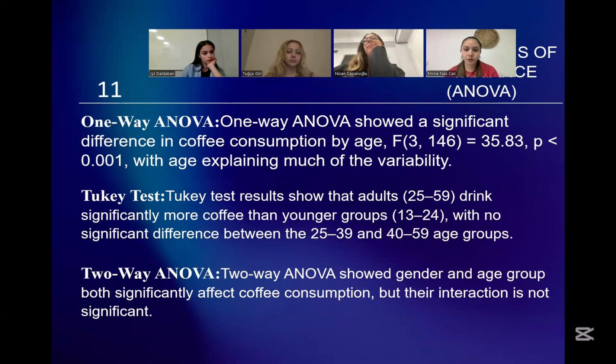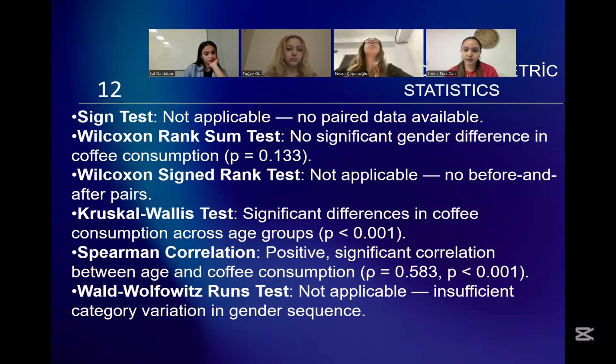We also used ANOVA tests. Our one-way ANOVA found significant age group differences, and post hoc tests showed adults drink more than younger groups. A two-way ANOVA showed both age and gender significantly affect consumption. Non-parametric methods like the critical values test and Spearman correlation further confirmed a strong positive relationship between age and coffee intake.